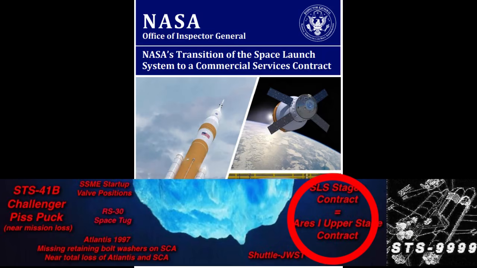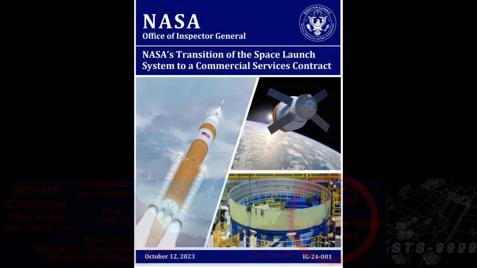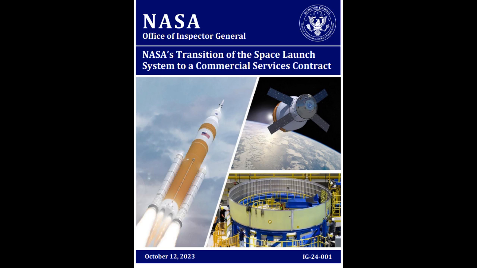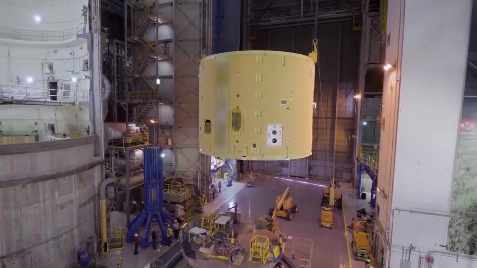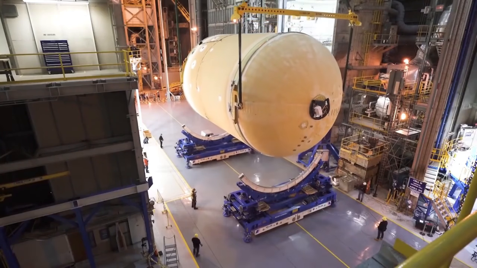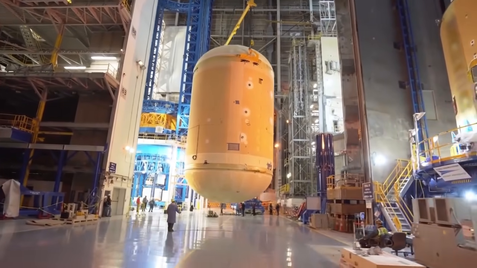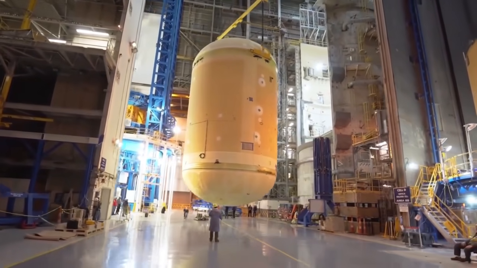SLS Stages Contract. I also didn't know this. Apparently, the Ares 1 upper stage contract from the Constellation program is the exact same contract as the current SLS Stages contract. They never wrote a new one, which means, in a way, Constellation never died at all. It just became Artemis. It took a very long walk in order to get there, but it got there.